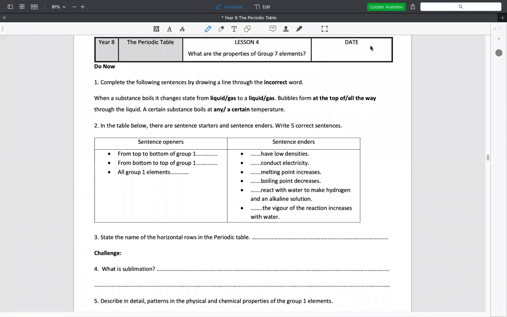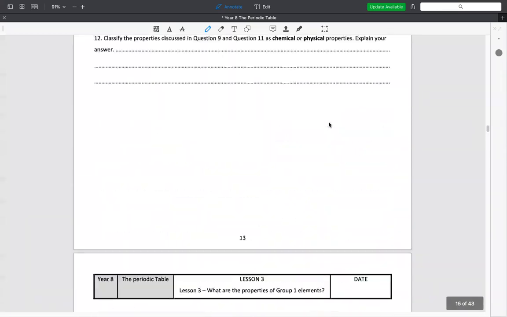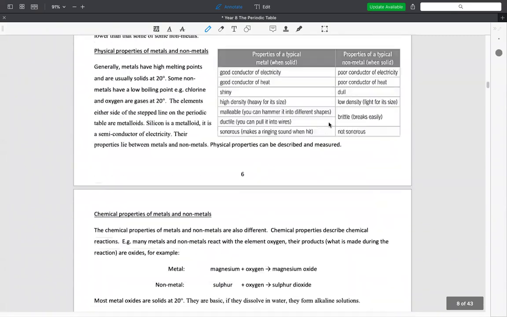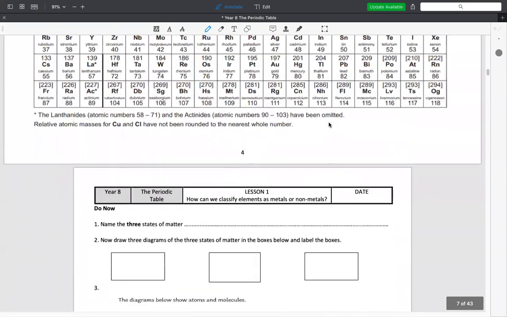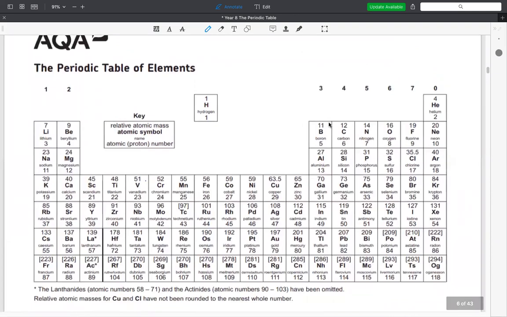Welcome back, guys. So today we're going to look at group 7 elements. We're going to look at the properties of those group 7 elements and how they react. Before I go on to look at the new information here, just like I did before in my previous video with group 1, I'm going to flick back to the periodic table at the top and look at what we already know about group 7.